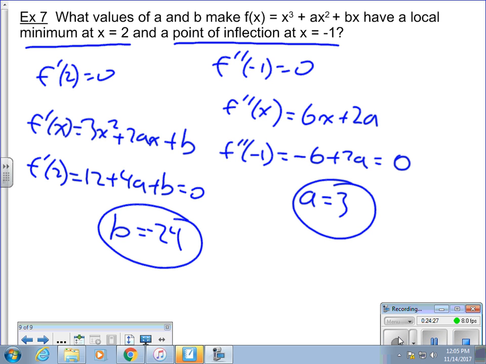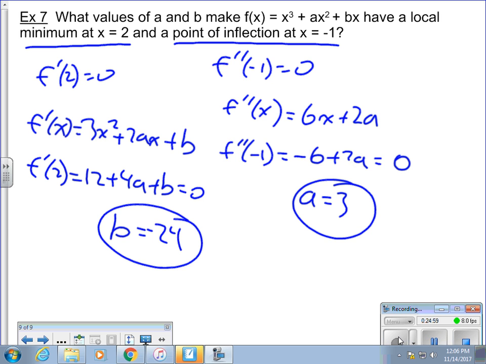I don't have more than 1 possible value for a, and I don't have more than 1 possible value for b. These are my only choices. They've got to be the answers. If I got more than 1 choice for them, for some reason there were squares involved with the a's and the b's, I might have to decide which one gives me an actual minimum, which ones actually give me the point of inflection. You're not going to be asked to do that much work. It's going to be like this, where you have 1 a and 1 b possibility, and that's it. Okay?